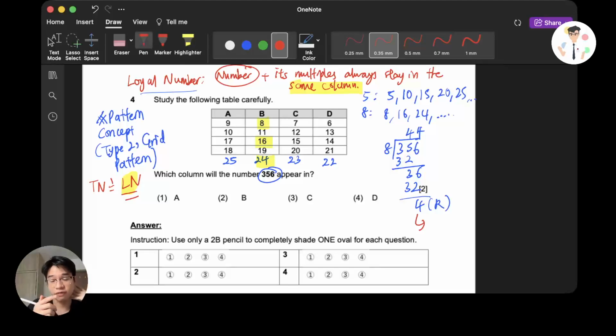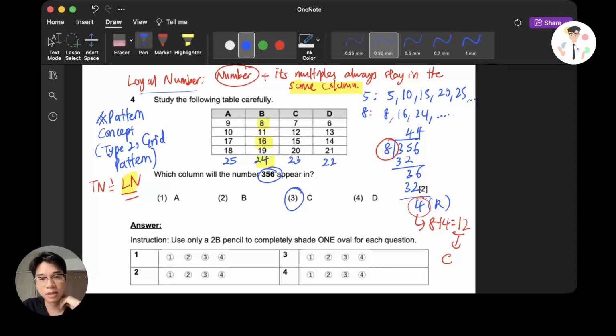Of course, you can find out by doing reverse, or the simpler way is just 8 plus 4. So 8 plus 4 is what? It's 12, right? So where is 12? 12 is at column C. So the answer is what? Column C. Okay? So that is basically how you do it.